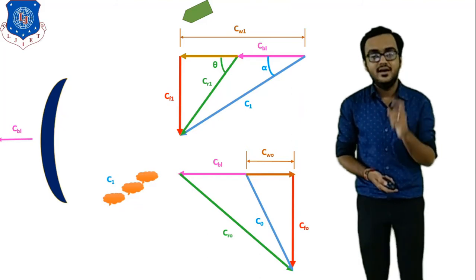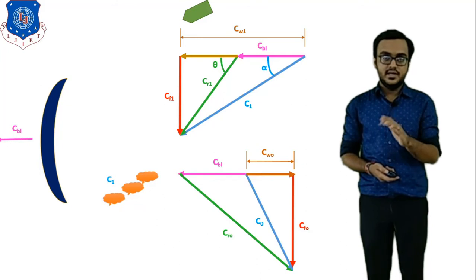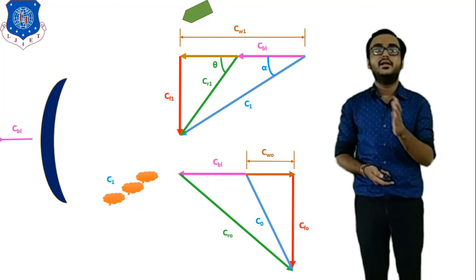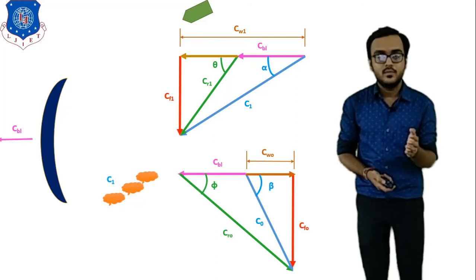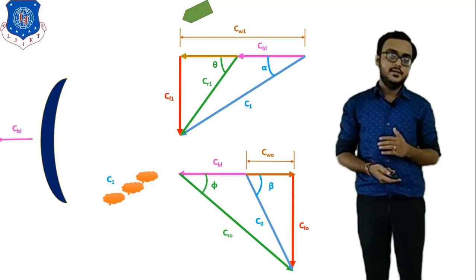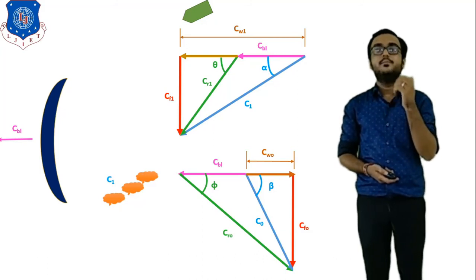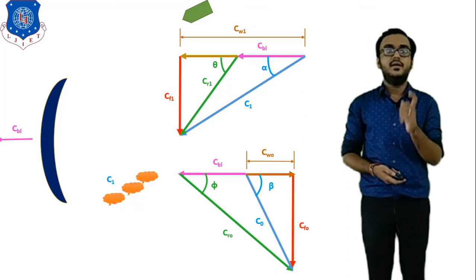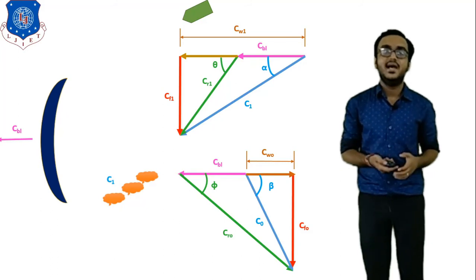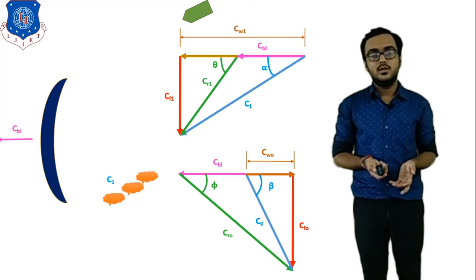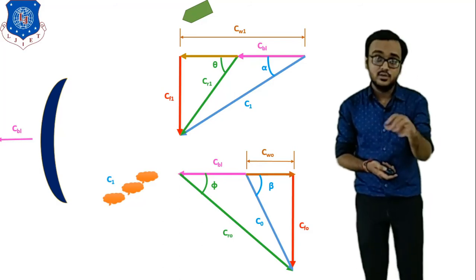Now the angle made by the relative velocity at outlet must be equal to the blade angle at outlet. Okay, so here the outlet blade angle is phi, and the angle made by the velocity CO is beta with respect to the horizontal plane. We can say beta is the leaving angle of steam. Okay, so here we have the inlet triangle as well as the outlet triangle, which is quite similar to the impulse turbine.